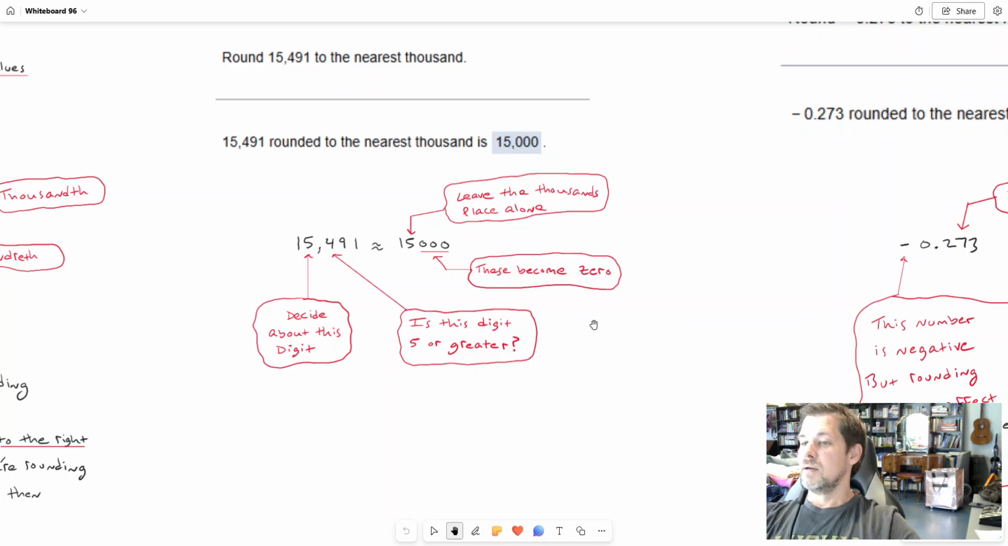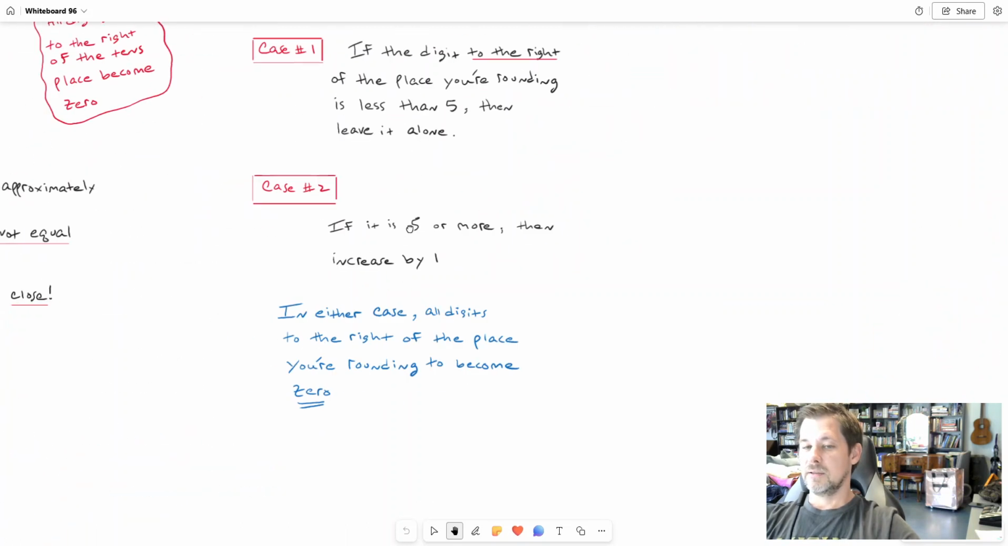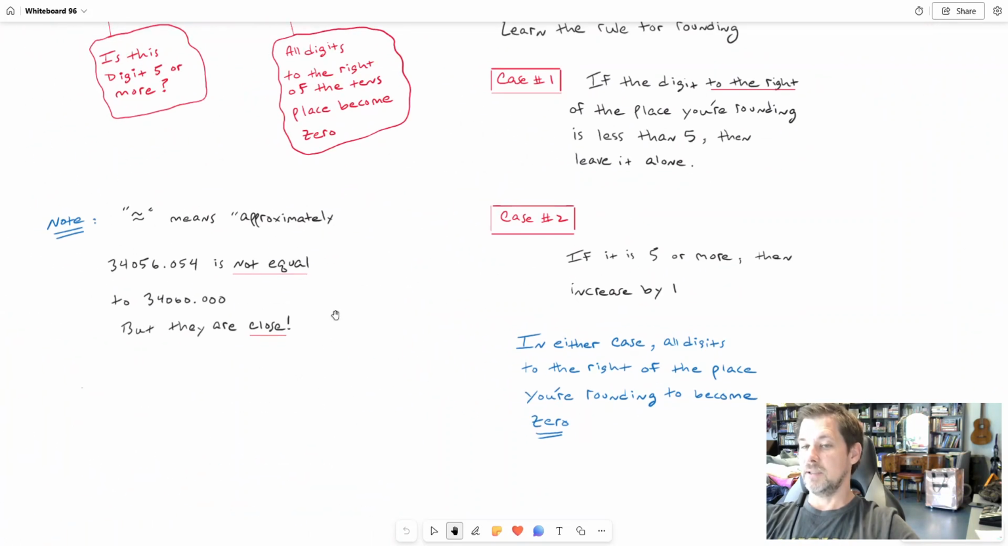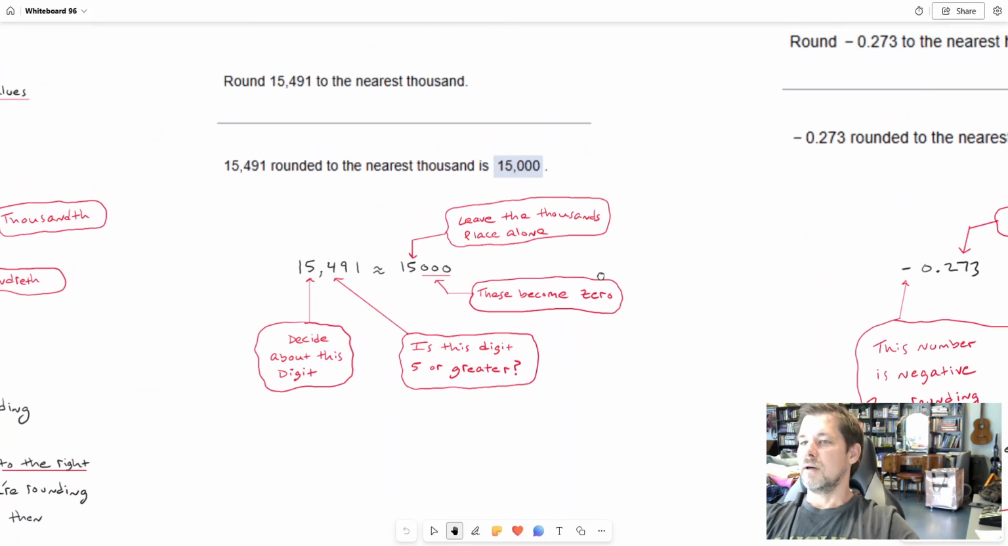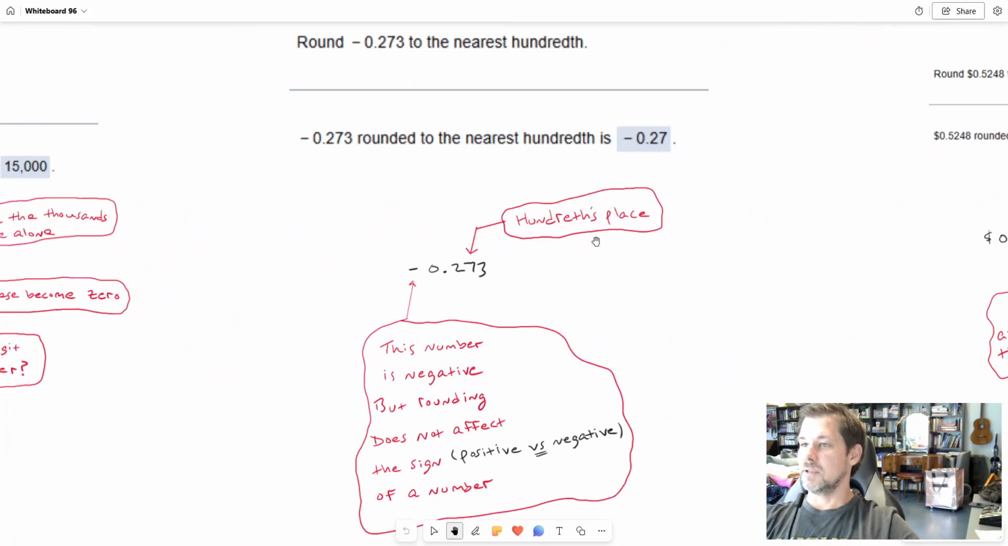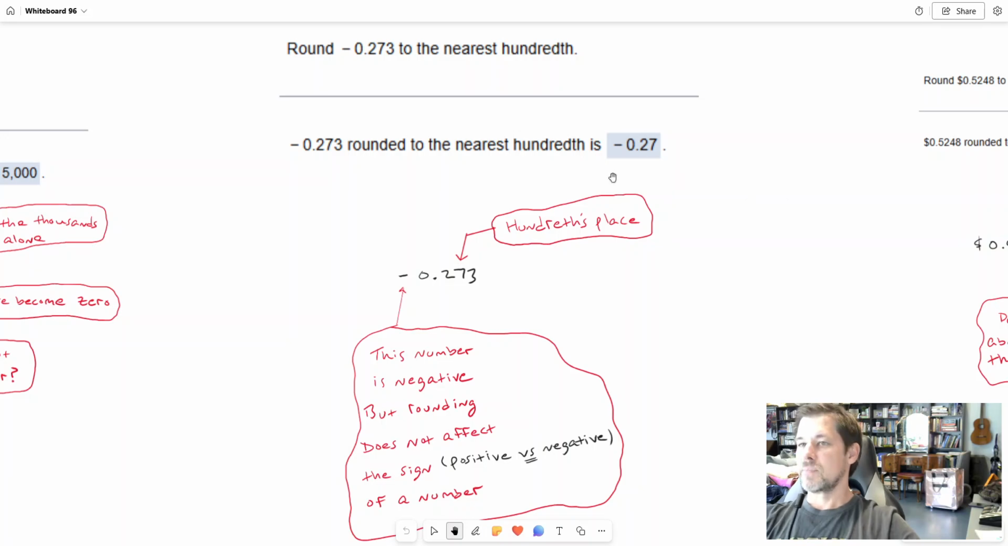Okay? All right. Now, oh, I forgot. See that symbol right there? It kind of looks like an equal sign, but it's wavy lines. So that means approximately. So when we give our rounded answer, it's not equal to whatever number we started with before we rounded, but they are close. Okay, so we can't put an equal sign. I can't say they're the same. So if I can't say they're the same, I can say they're close, and that's what this means, approximately. So that's what I have here. All right, so that's rounded to the nearest thousand. Let's look at one or two more.